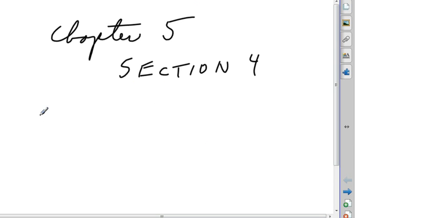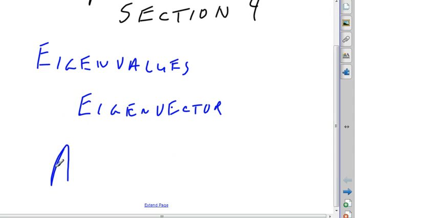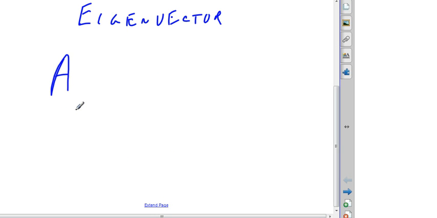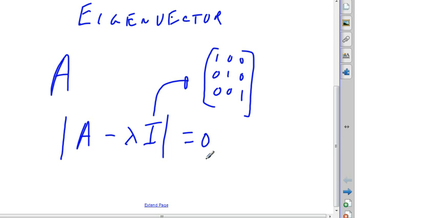In Section 4, we have some definitions for eigenvalues and eigenvectors. So if I have a matrix A, then the eigenvalues associated with the matrix A can be calculated by going A minus lambda I, taking the determinant of that. I is the identity matrix 1 0 0, 0 1 0, 0 0 1, if my matrix happens to be 3 by 3, setting it equal to 0 and solving for the lambdas.